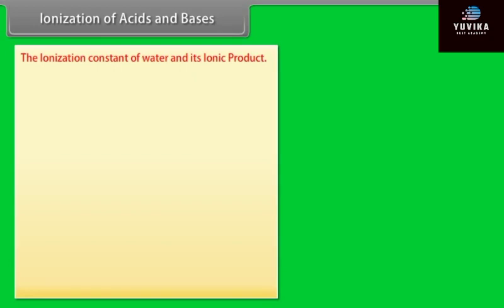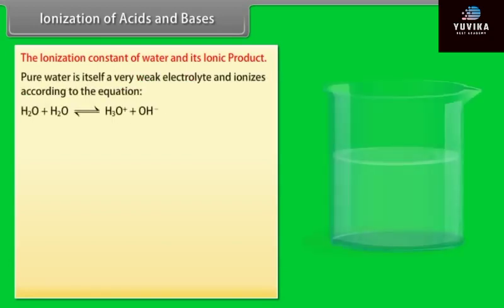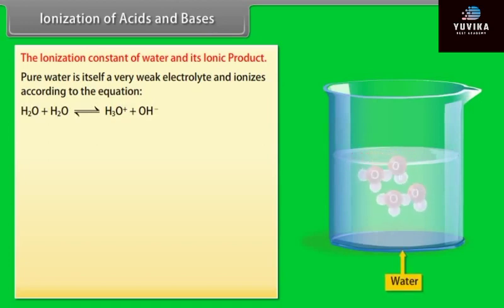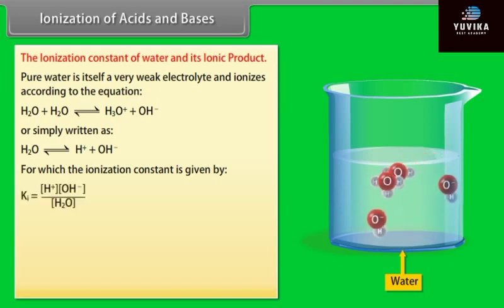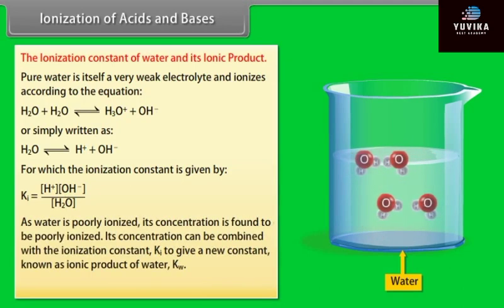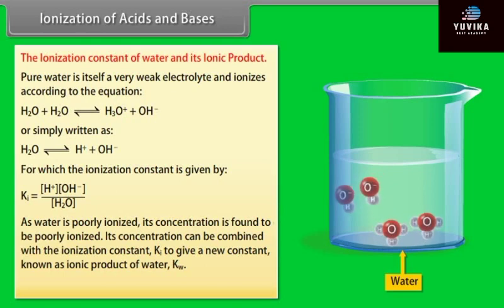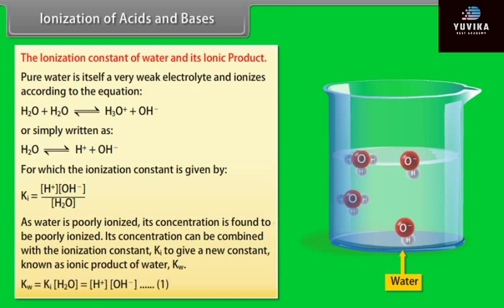Ionization of acids and bases. The ionization constant of water and its ionic product. Pure water itself is a very weak electrolyte and ionizes according to the equation, or simply written as, for which the ionization constant is given by Ki is equal to concentration of H+ times concentration of OH- divided by concentration of H2O. As water is poorly ionized, its concentration is found to be nearly constant. Its concentration can be combined with the ionization constant, Ki, to give a new constant, known as ionic product of water, Kw. Name it as equation 1.